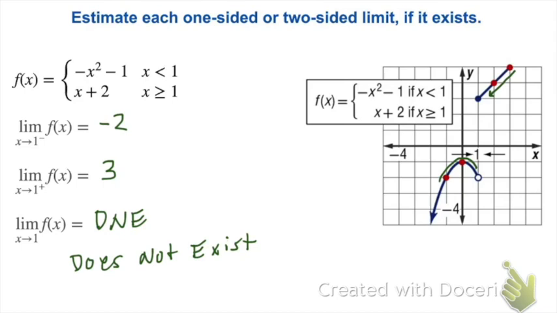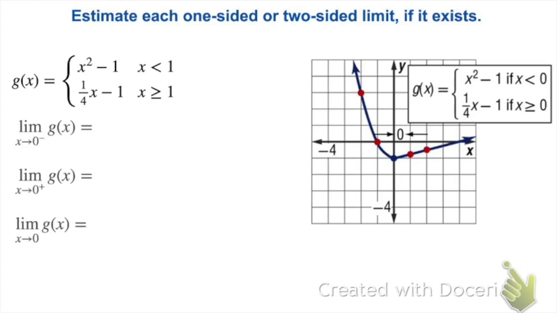All right, let's look at another one. Here we have again, estimate each one-sided or two-sided limit if it exists. Here we have g of x equals x squared minus 1 when x is less than 1, and 1/4 x minus 1 when x is greater than or equal to 1. This time we're doing the limit as x approaches 0 from the left of g of x. Again, we're coming in from the left, so we're following this blue line right here, coming down until we get to x is 0. We are approaching the y value of negative 1.